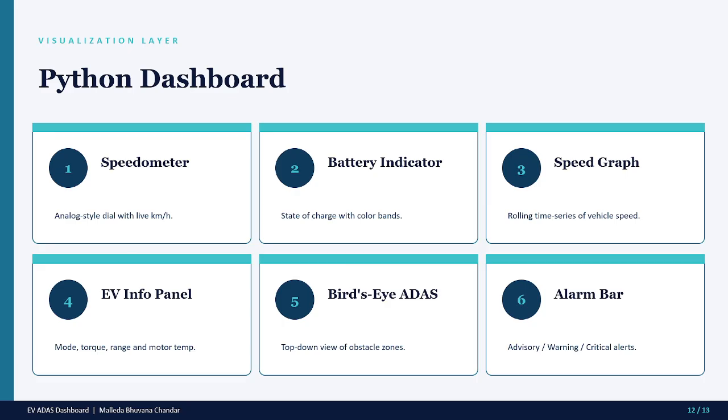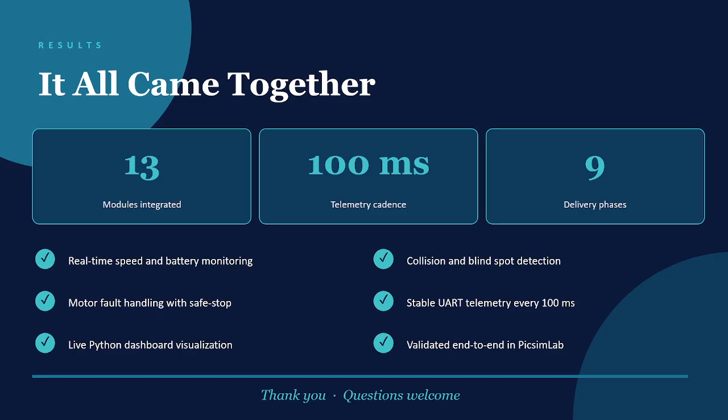The dashboard has five sections. A circular speedometer displays vehicle speed. A battery bar shows state of charge and remaining range. A speed graph displays previous speed values. An EV information panel shows torque, accelerator, brake, temperature, alarm, and faults. A bird's eye ADAS view displays nearby obstacles and blind spot warning.